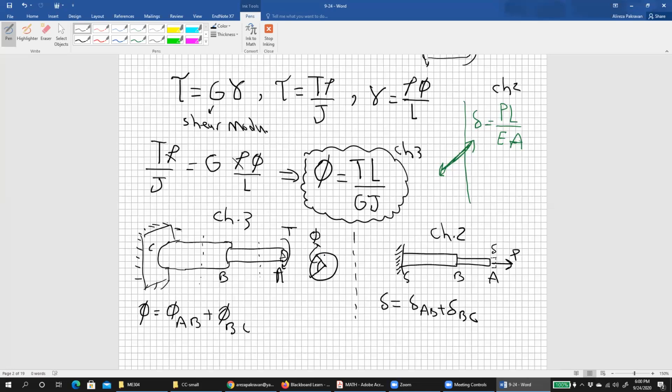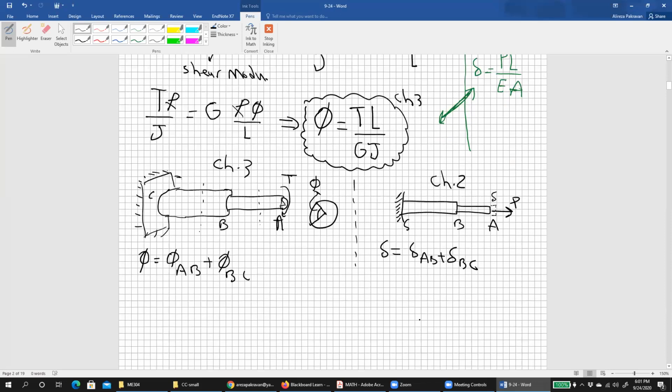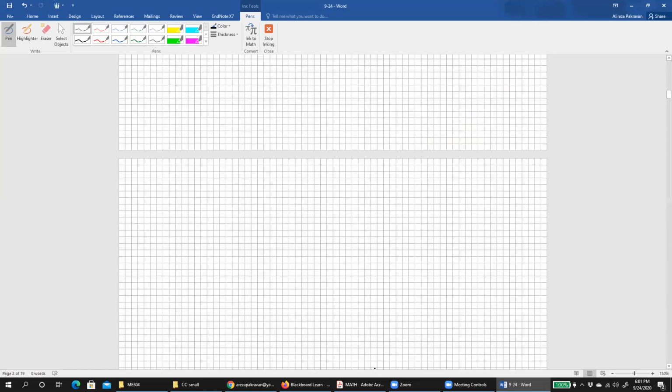We also want to solve some other problems. For example, if the allowable phi is given, how can we find the diameter? That means designing the shaft. For now, we have a new formula, this one. Does this formula make sense to you? Yes. Okay, now is a good time to solve the problem. I'm going to solve the problem.